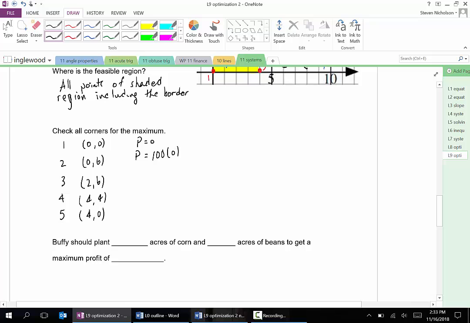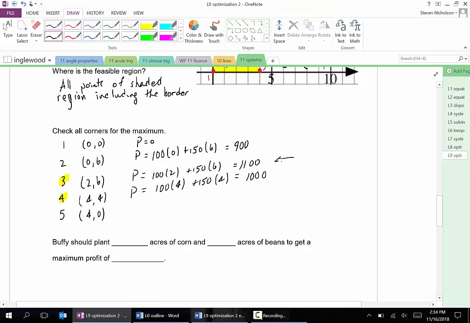And our second one probably isn't going to be the good one either, because we're only planting 6 of the 8 acres. So these two right here, where we're using all the land, are probably going to be the highest. I'm just going to focus on these two from now on. I'm going to have 100 times 2 plus 150 times 6. And that would be $1,100 profit. And this one right here would be 100 times 4 plus 150 times 4. And that would equal 1,000.